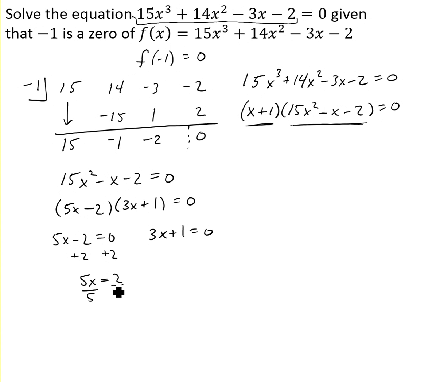So this would give us our remaining two solutions. x equals 2/5, and we're going to get from this one here, x equals negative 1/3. And so our three solutions to that original equation are x equals negative 1, that was given to us, x equals 2/5, or x equals negative 1/3.